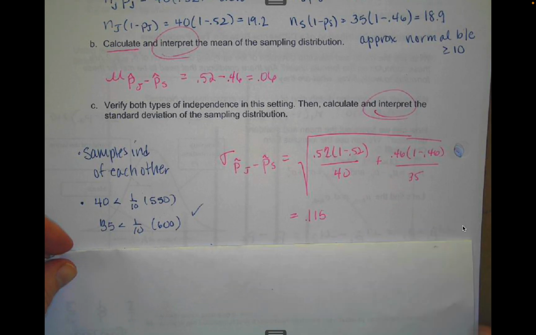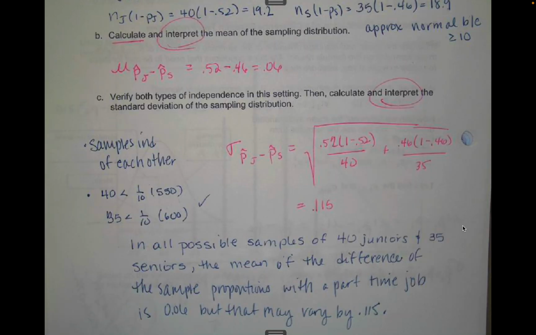Alright, to do the interpretation, I said in all possible samples of 40 juniors and 35 seniors, the mean of the difference of the sample proportions with a part-time job is 0.06, but that may vary by 0.115.